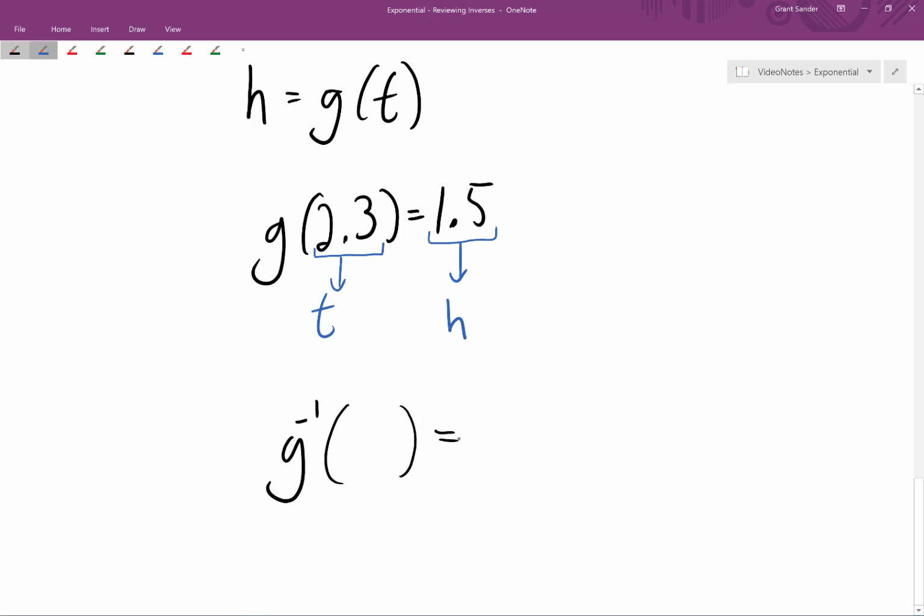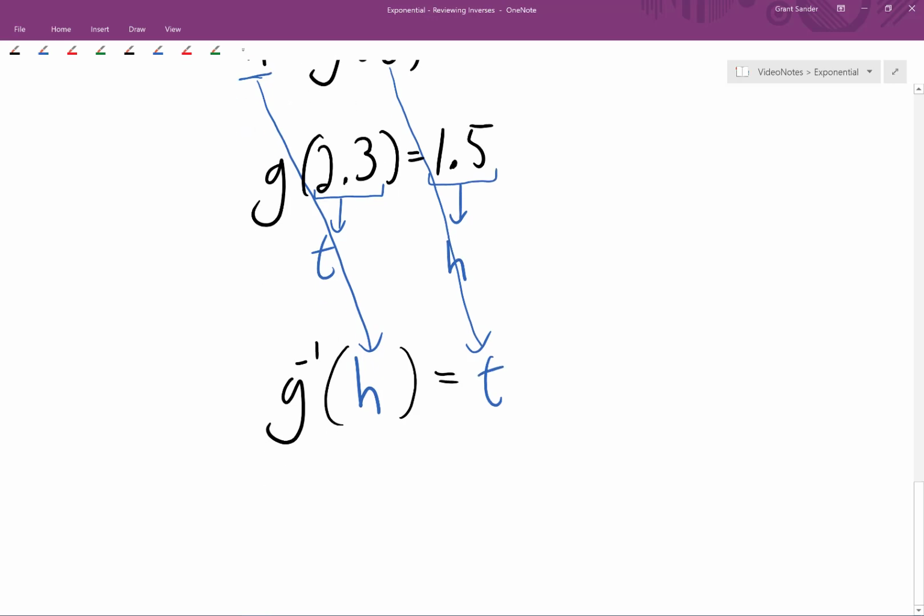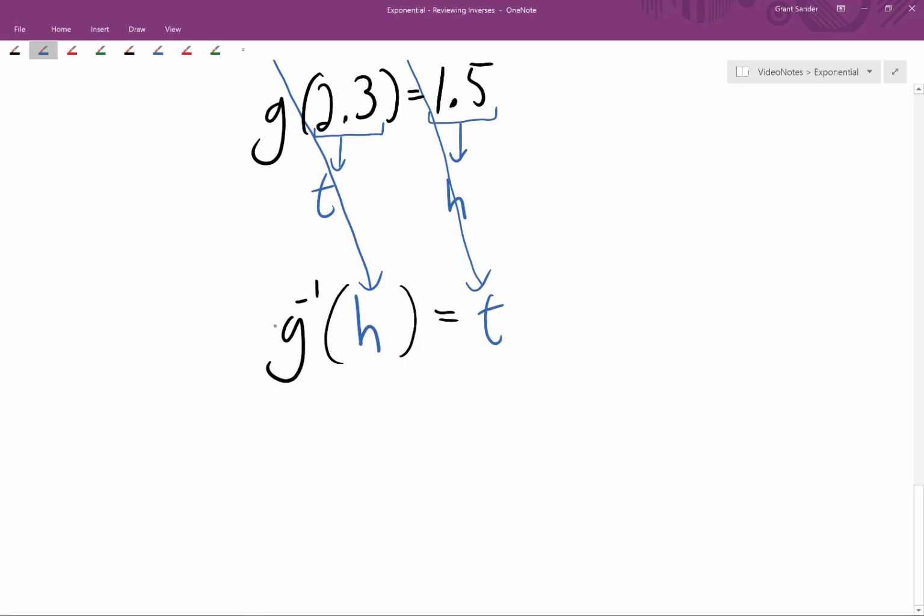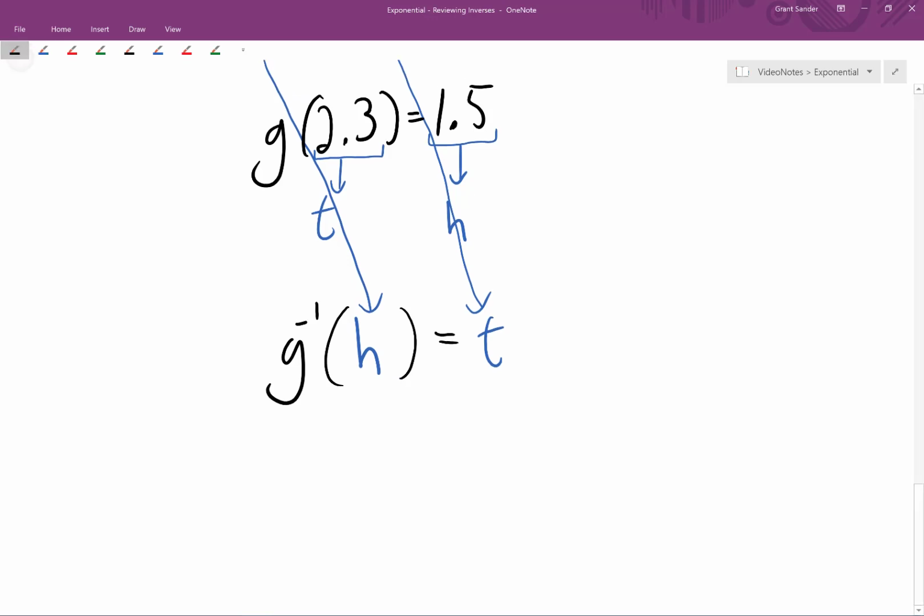So recall that the input to g inverse is going to be the output of g. So the input to g inverse is a height above the ground in miles, and then the output of g inverse is the input to g. So in this case, g inverse of h equals t, or this function g inverse takes h as an input and then outputs the value of t. So knowing this, we can make sense of expressions involving this function g inverse.